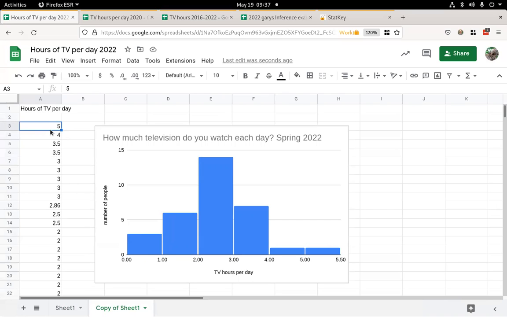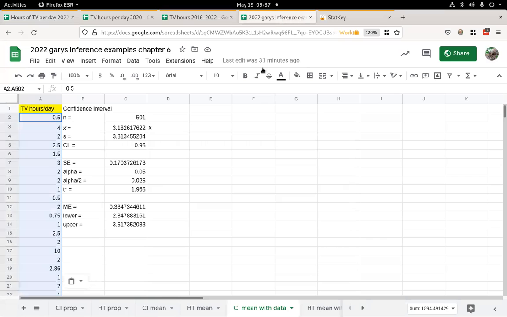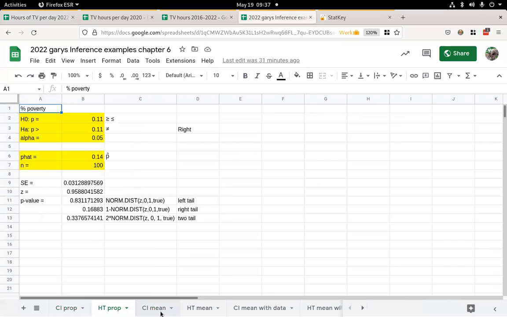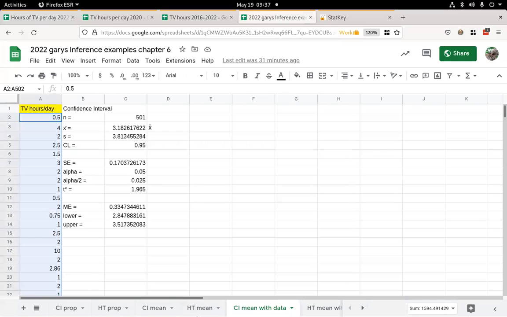All right, so what do we do next? Next, what we need is some summary statistics from that. I shared with you earlier a spreadsheet that has a whole bunch of different tabs for different situations we come across applying the central limit theorem. I'm going to choose the one called CI mean with data. Here I have hours per day for 501 students. I've been collecting this data since 2016, so I've had 501 students in statistics since 2016. And here are all of their numbers.